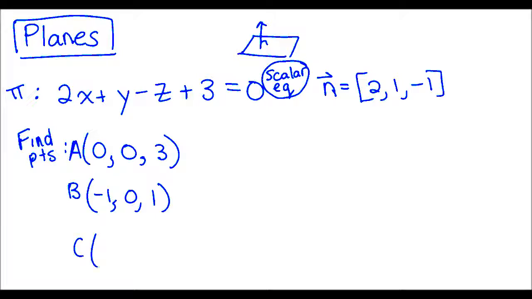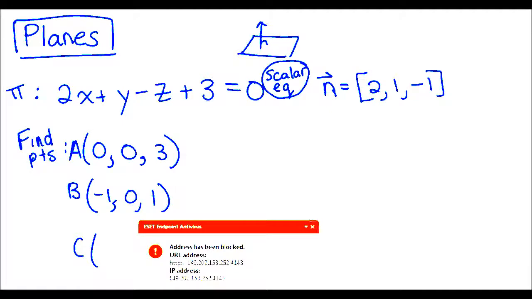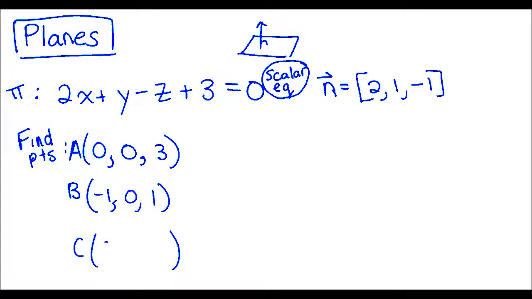I could find another one. Let's do (1, 0, 2), because then I'd have 2 minus 2 going away, and -3 plus 3. Okay, cool. So that's another point. You just sub stuff in for x, y, and z so that the left side will equal the right side. All right, so I found 3 points on the plane, and it could help me.